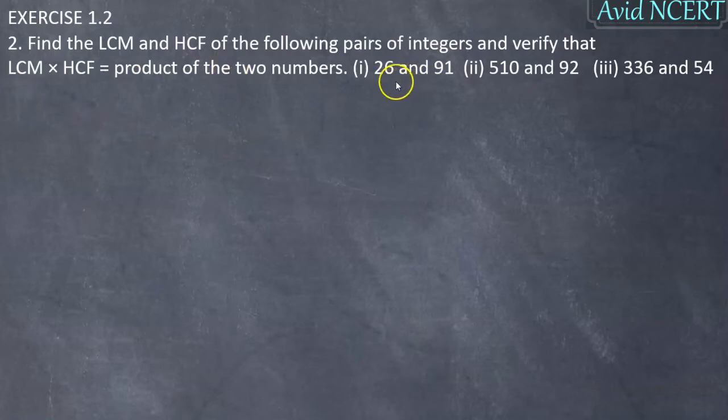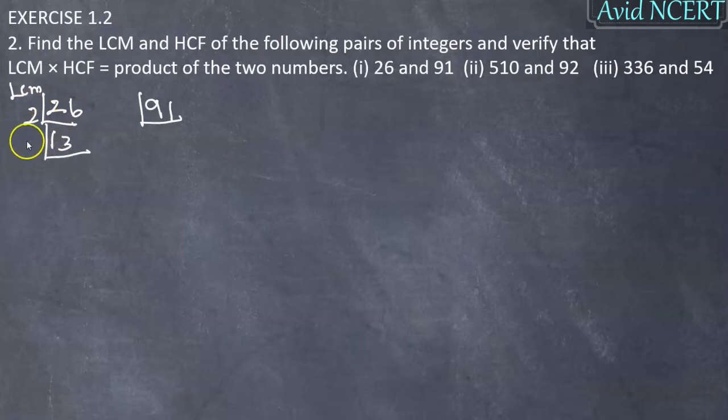So the first pair is 26 and 91. Let's find the LCM. Start with the lowest prime number: 2 1 times is 2, 2 13 times is 26. 13 will not be divisible by any other number because it's a prime number. It will be divisible only by itself, so 13 1 times.